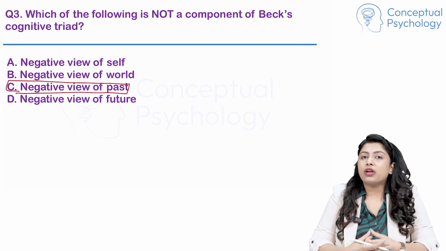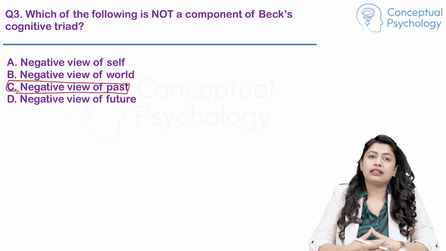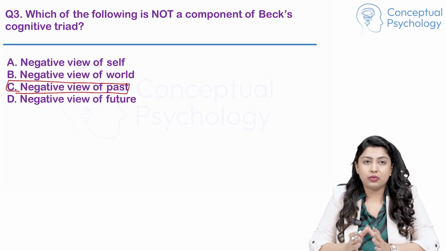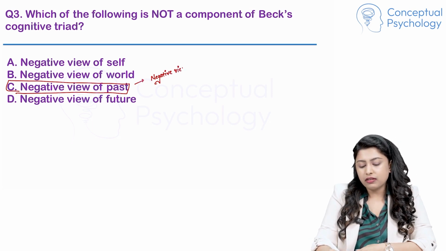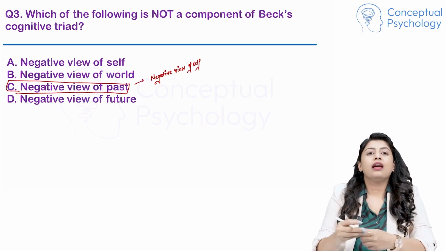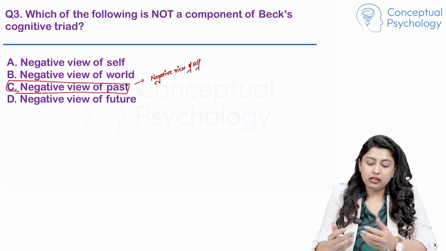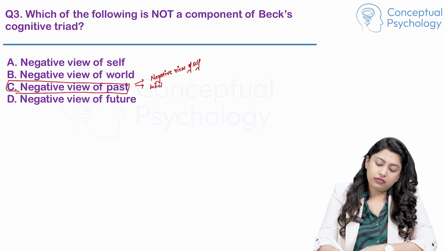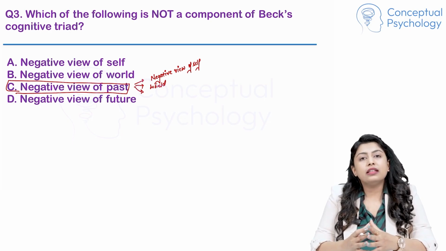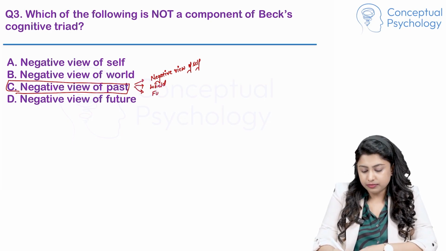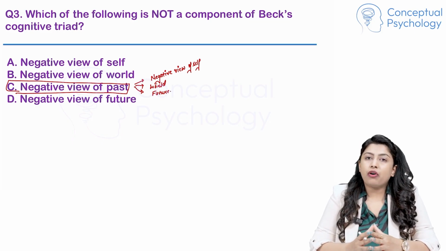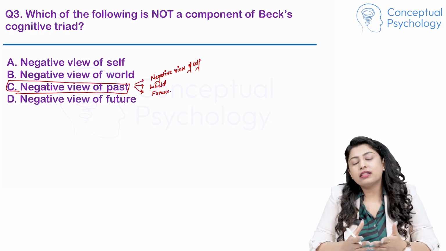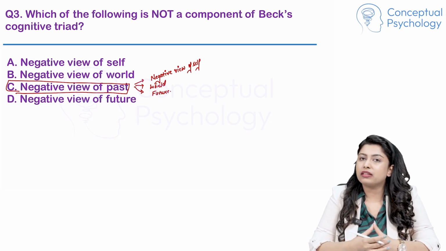Beck's cognitive triad consists of three components that characterize the thinking patterns of depressed individuals. The first is the negative view of self. The second is the negative view of the world. And the third is the negative view of the future. So the triad does not include a negative view of the past as a core component, though past experiences may influence these three perspectives as well.